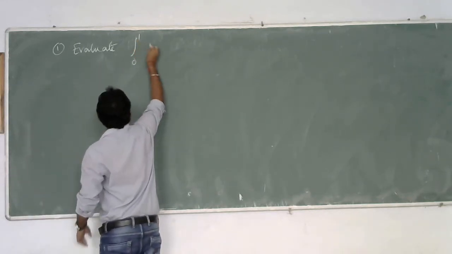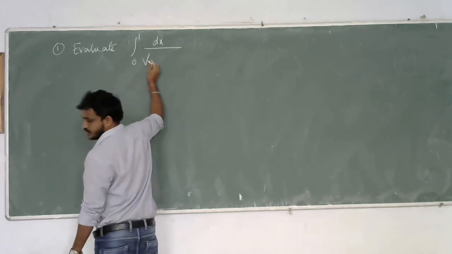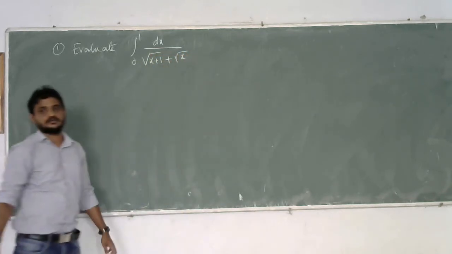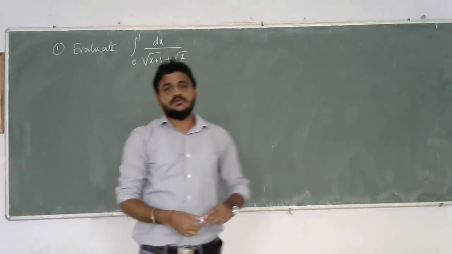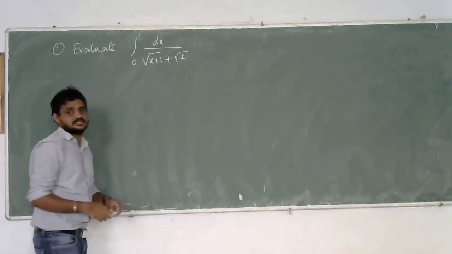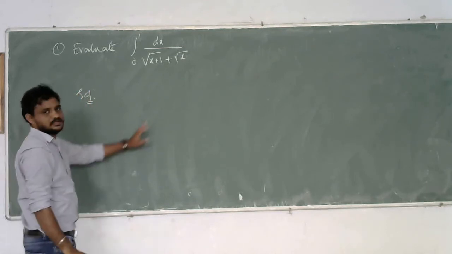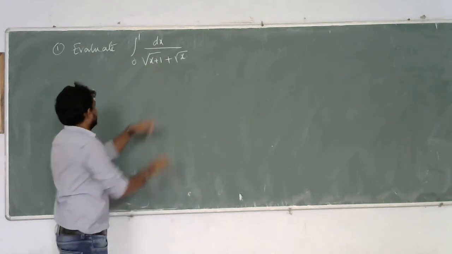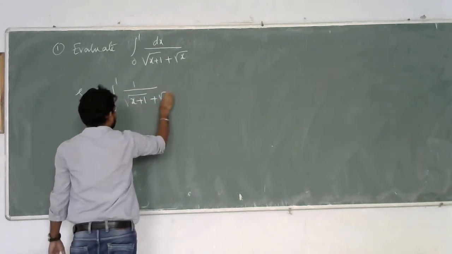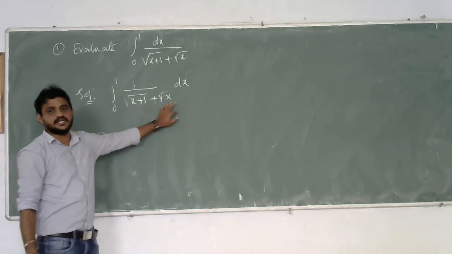Evaluate integral 0 to 1 dx by square root of x plus 1 plus square root of x. Now observe the given equation: 1 by root x plus 1 plus root x. Right? So how can we solve? First forget about the limits. Here we have integral 0 to 1, 1 by square root of x plus 1 plus root x dx is the question. Right? Here root x plus 1 plus root x is there.